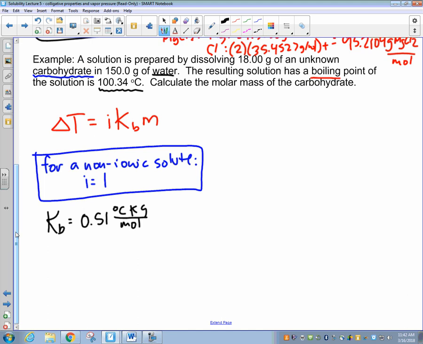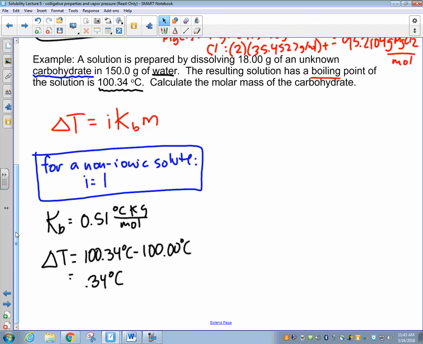Now be careful here. The value we have is not a boiling point, but a change in temperature from the standard boiling point. Because water's standard boiling point is 100 degrees Celsius, that means our delta T value is equal to the difference between the observed boiling point and the standard: 100.34 degrees Celsius minus our standard boiling point of 100 degrees Celsius. And that therefore will give us a change in temperature of 0.34 degrees Celsius for our delta T.